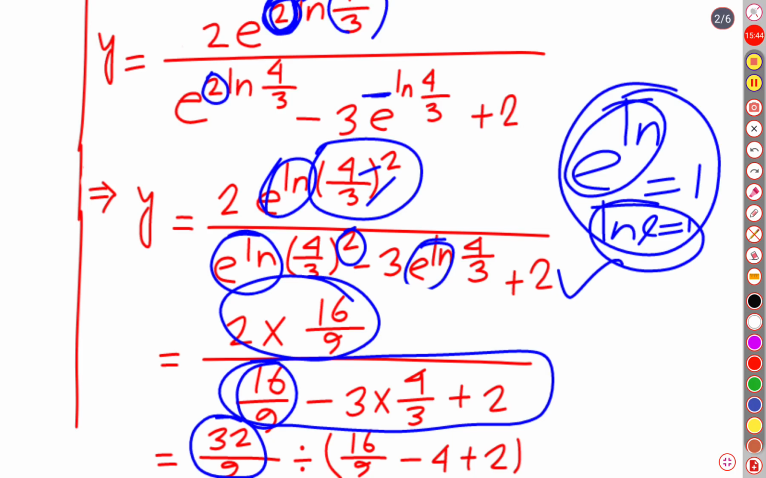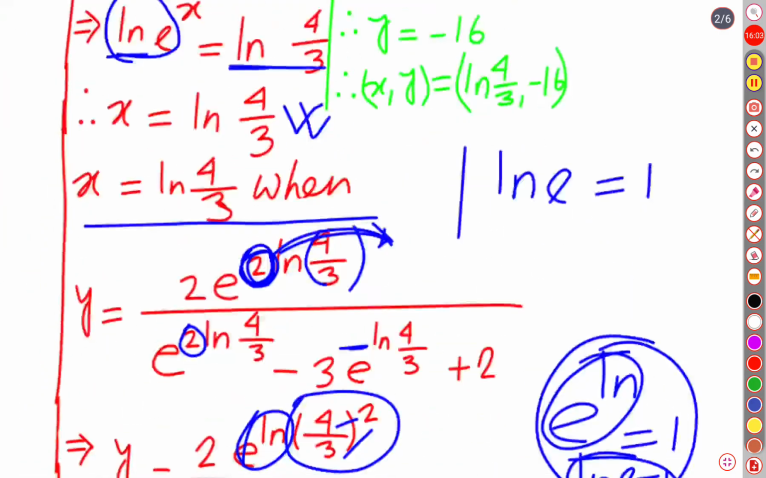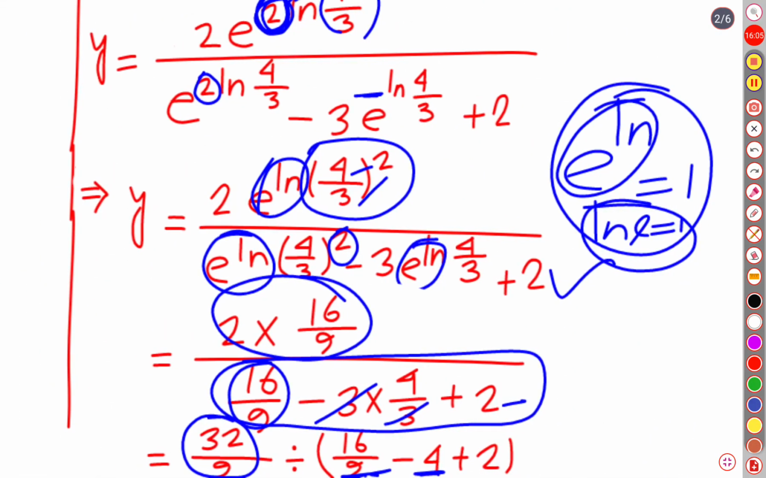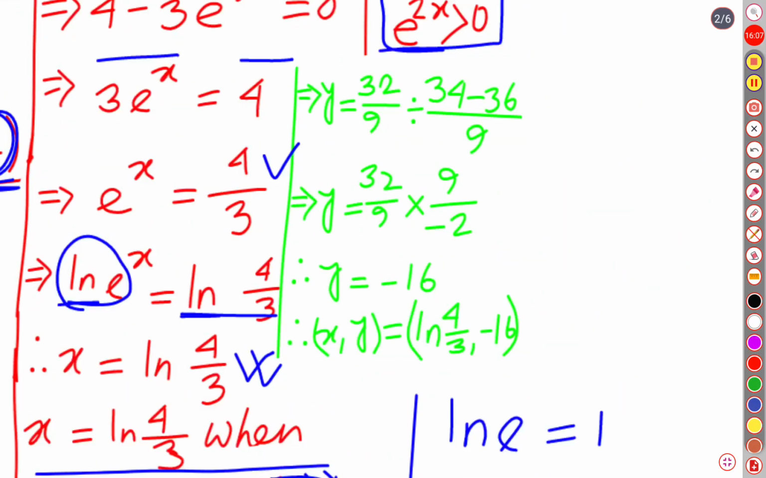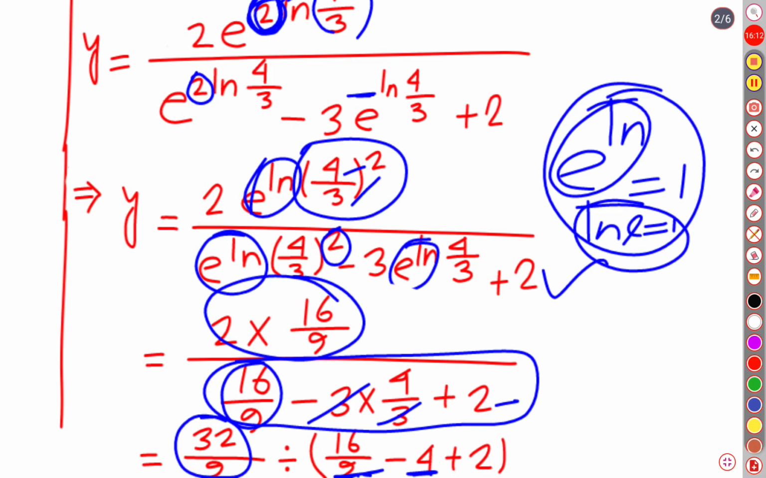This is 16 over 9. We have written here 16 over 9. Then minus, if 3 cancels this 3, there remains only negative 4, then plus 2. So negative 4 plus 2 means negative 2 actually. If we copy this on the right side, I have shown it is actually 32 over 9 divided by 16 over 9 minus 4 plus 2. So if we look at this, this is negative 2.